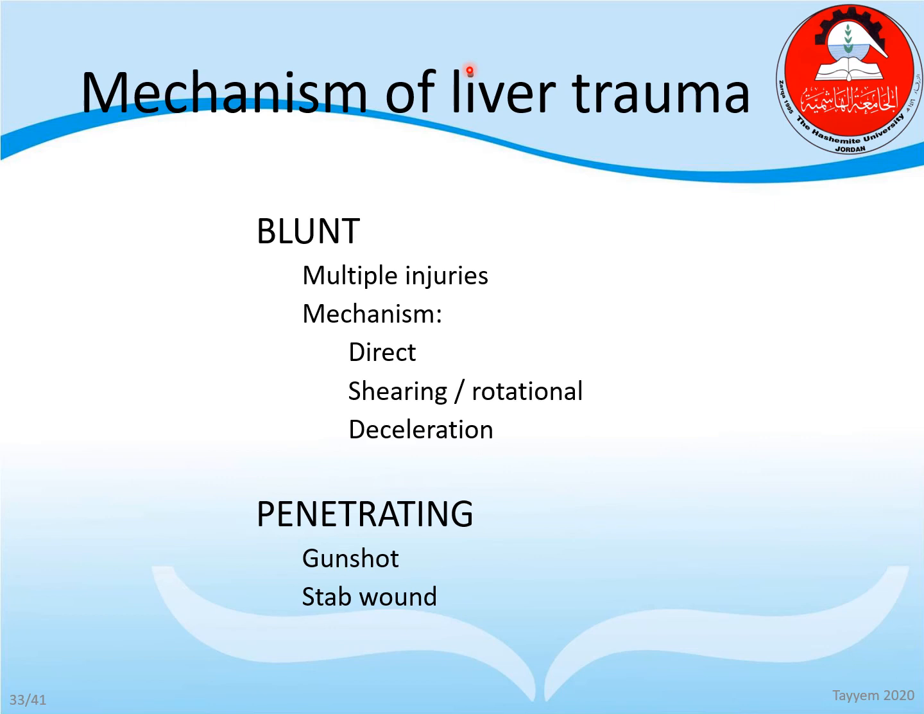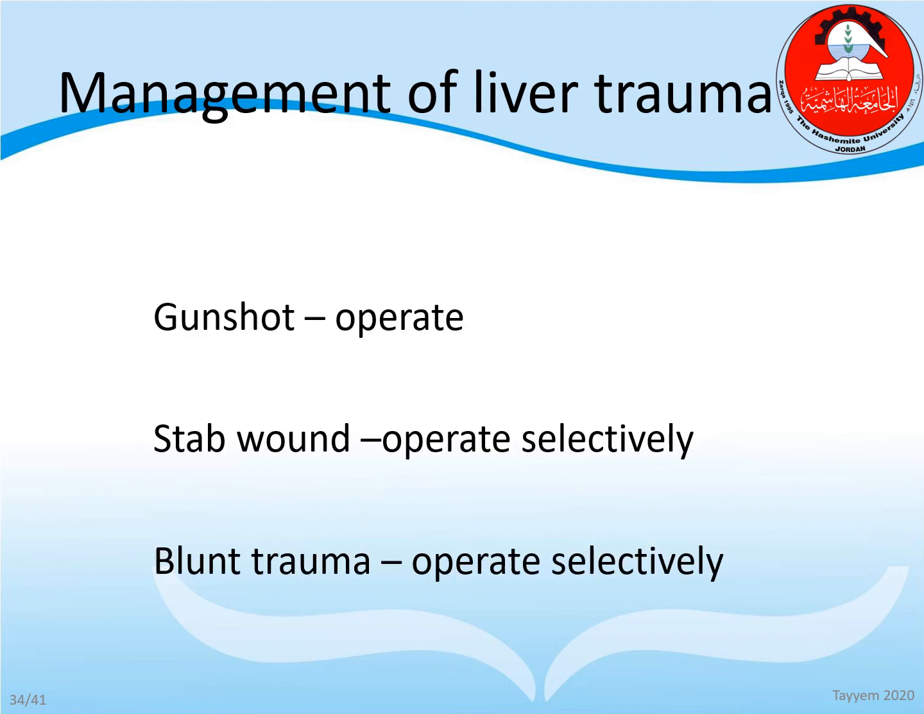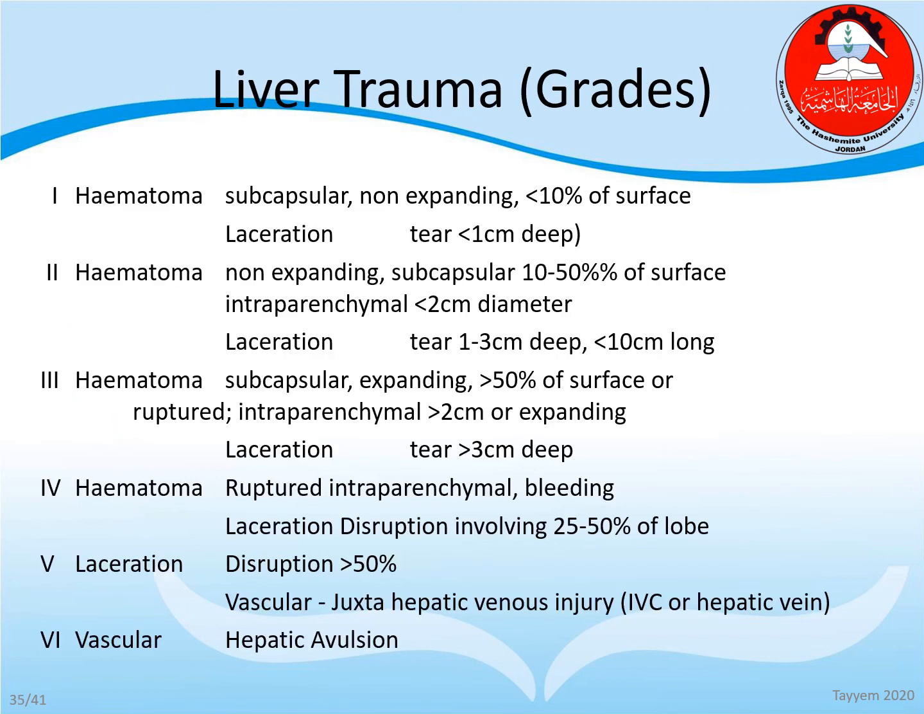The mechanism of liver trauma, or actually abdominal trauma in general, could be classified into blunt and penetrating, and the blunt could result in multiple injuries. The mechanism could be direct, shearing or deceleration injury. The penetrating could be gunshot or stab wound. These are the main guidelines of treatment. Any patient with a gunshot should be operated on. Stab wound, operate selectively. Blunt trauma, also operate selectively.